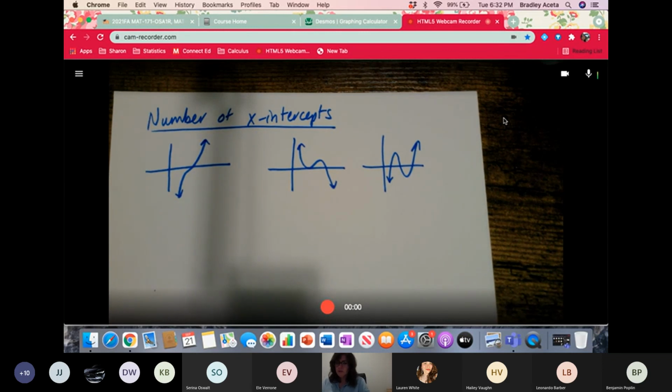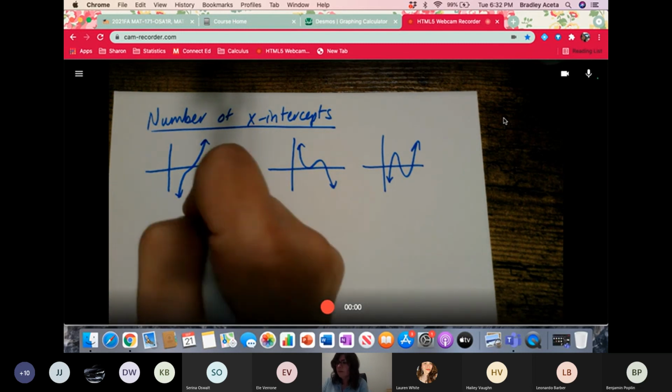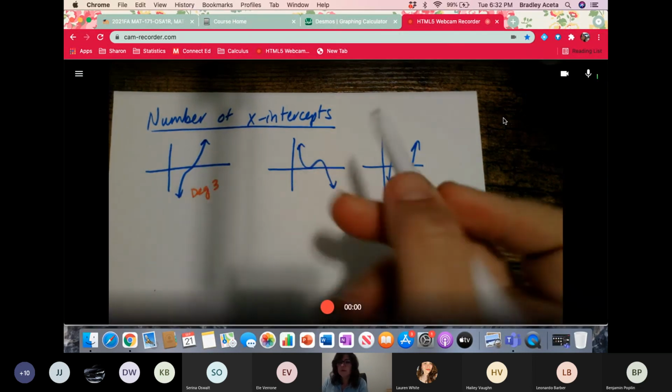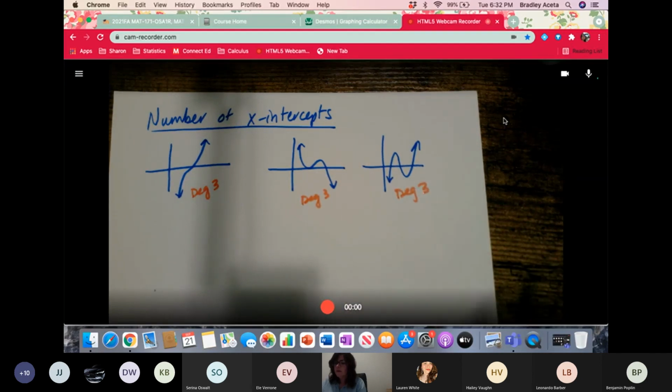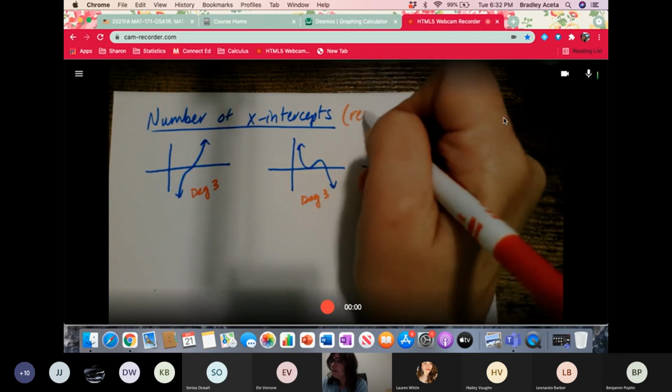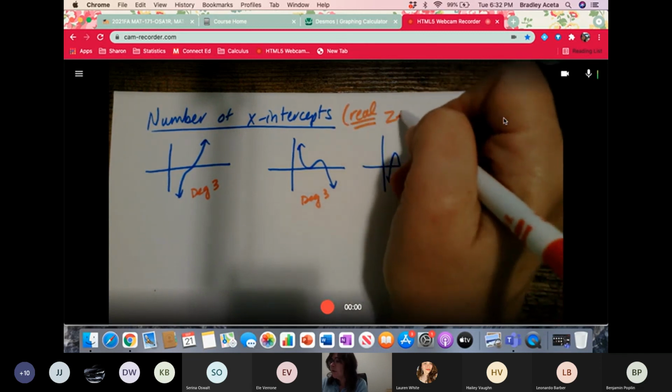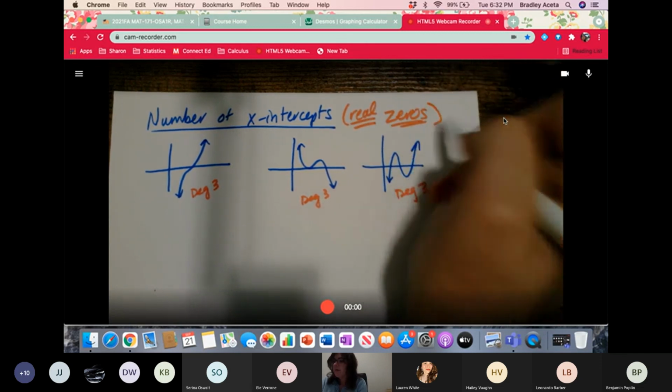I have just drawn for you a cubic function three different ways. And from these three different graphs, these are all degree 3s. This is a degree 3. It's a cubic function. This is a degree 3. This is a degree 3. So what I want you to notice is how many x-intercepts it has, because if you know how many x-intercepts it has, you know how many real zeros it has.